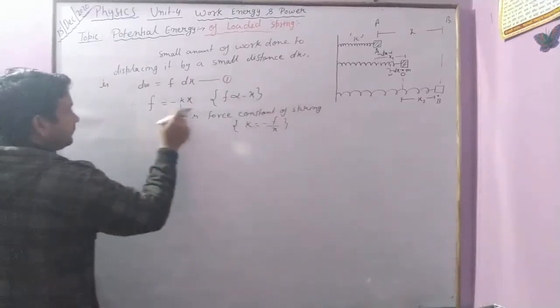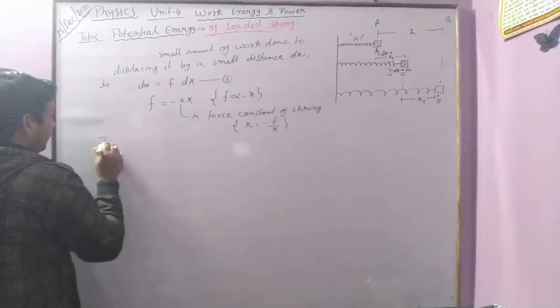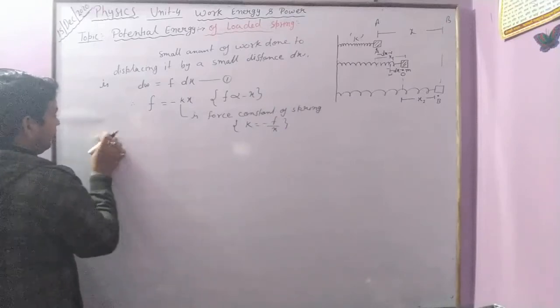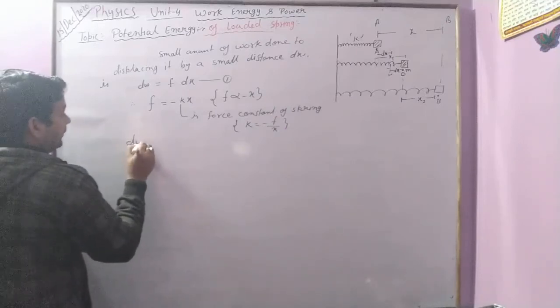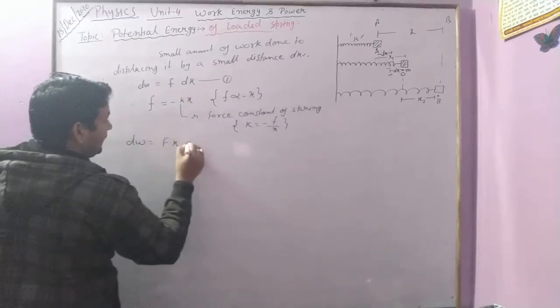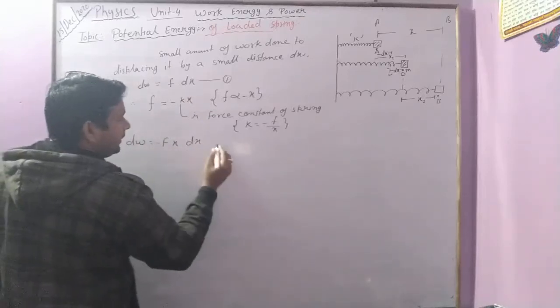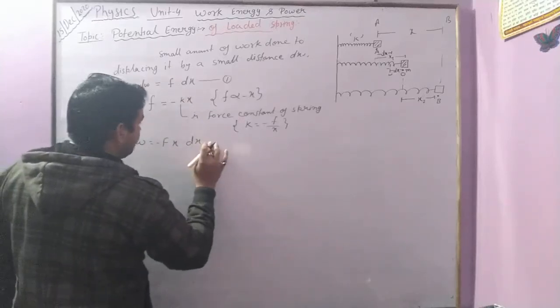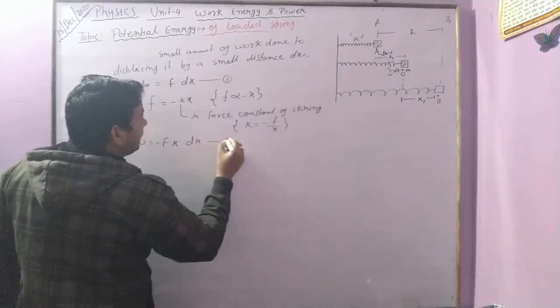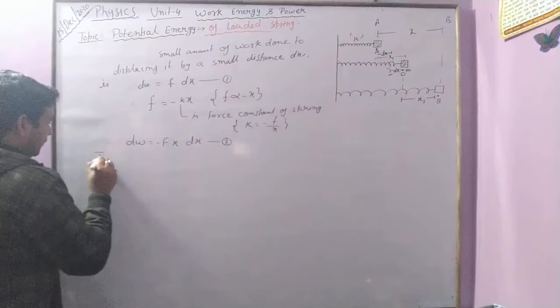Now, by using this, the work dW is equal to minus Fx dx. This is equation second.